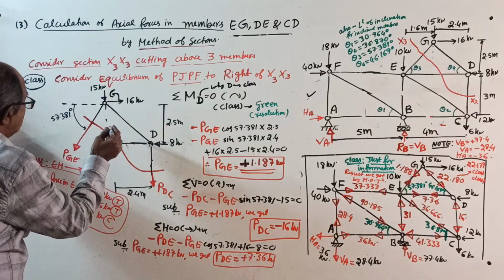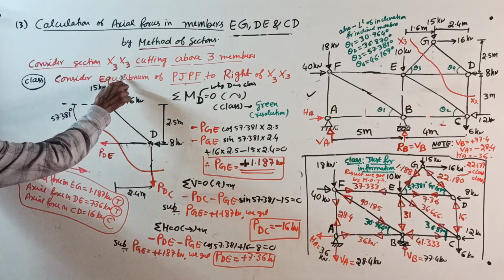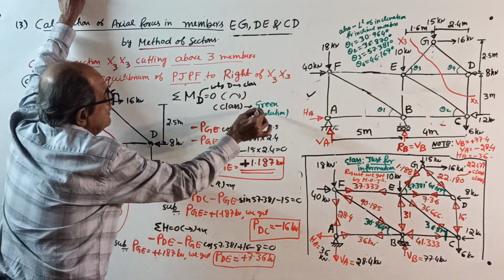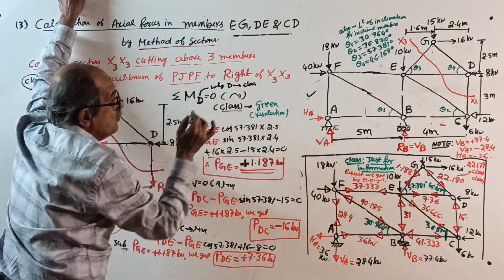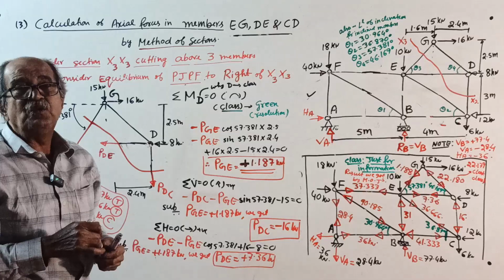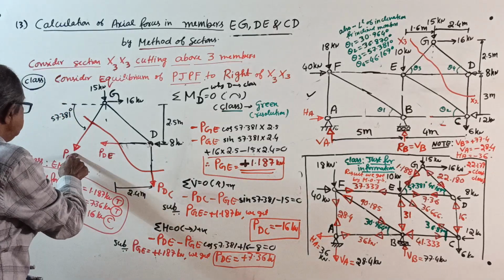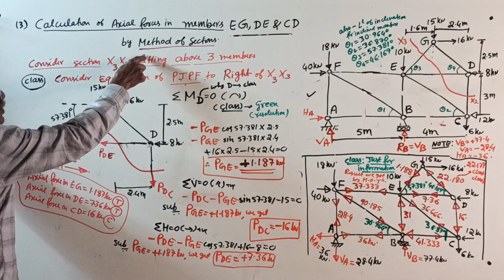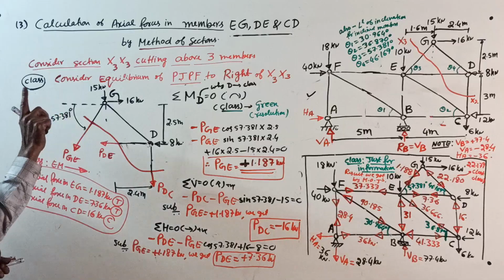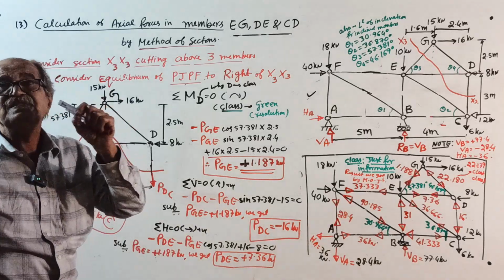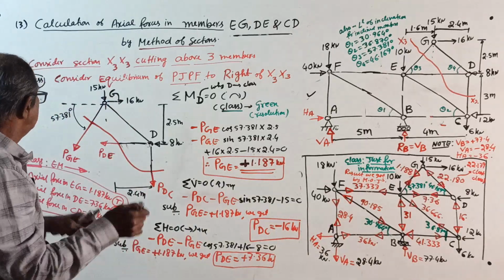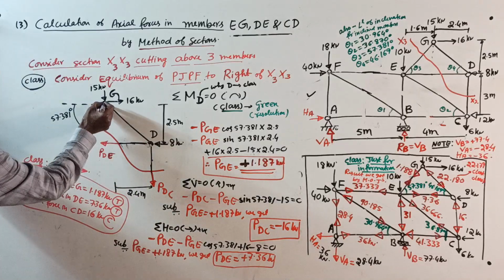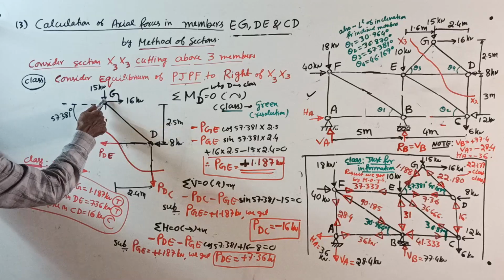Which member is causing trouble to you? PGE. See what I tell. Write what I tell now. For the member whose moment you require, PGE, this force, observe and decide one point which lies in its line of action. A known point. Yes, for PGE a known point is here. It is passing here.